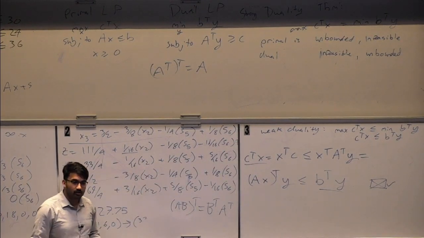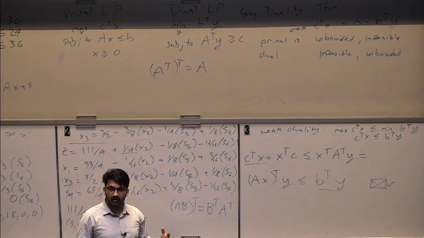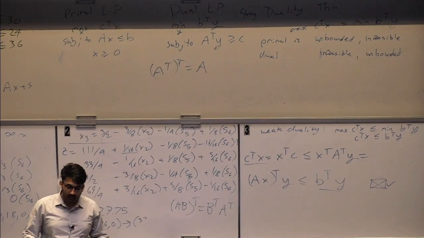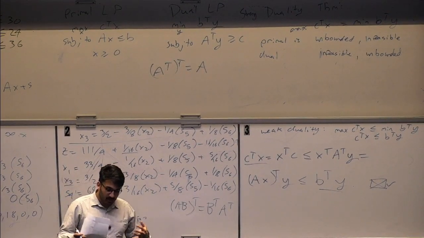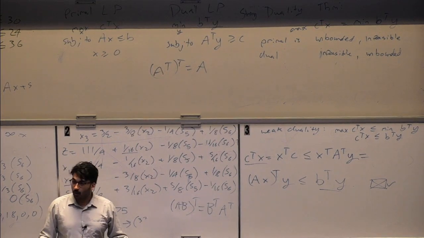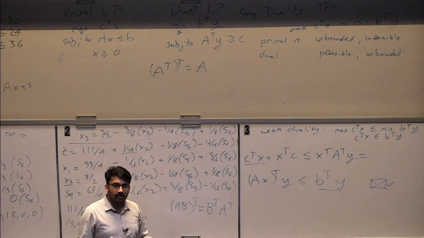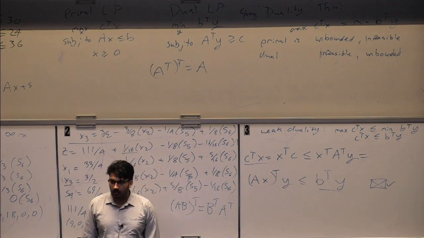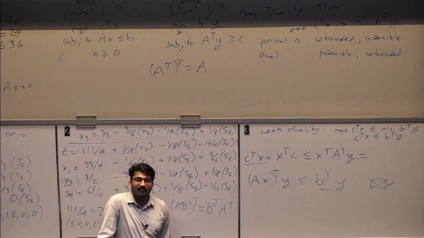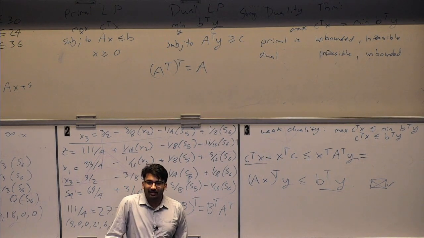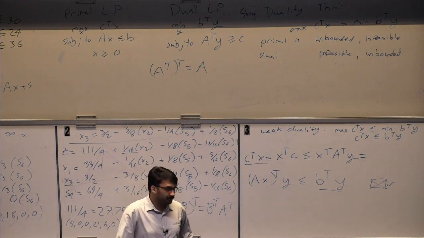Now, how do we use this to certify optimality of the simplex algorithm? We want to guarantee that the output of the simplex algorithm is optimal. But what we're going to do is use the weak duality theorem. Recall how we certified optimality of the max-flow min-cut algorithm. What we did was we just found if any flow equaled any cut, then they must have been optimal.